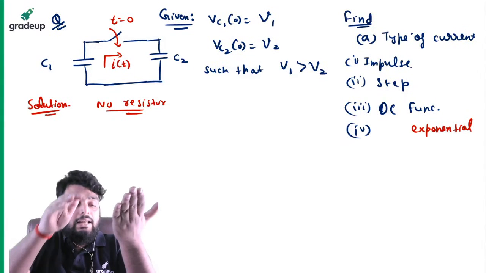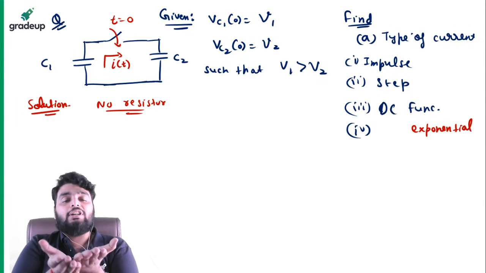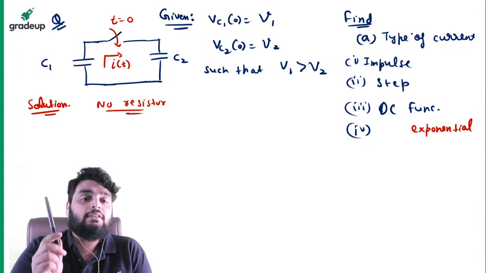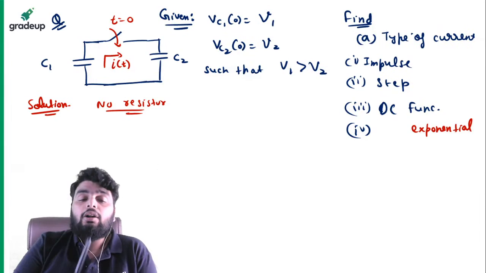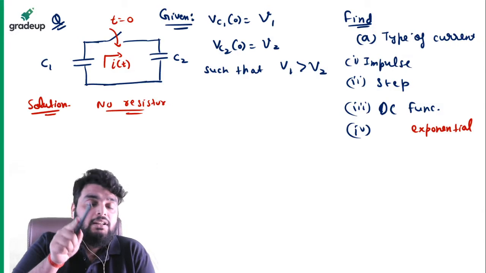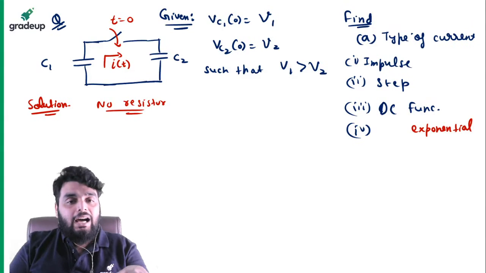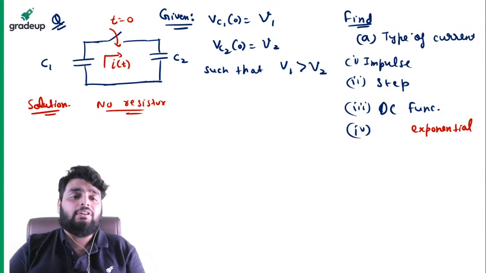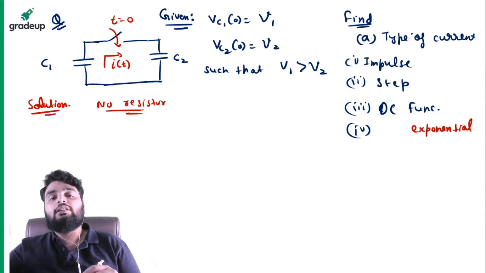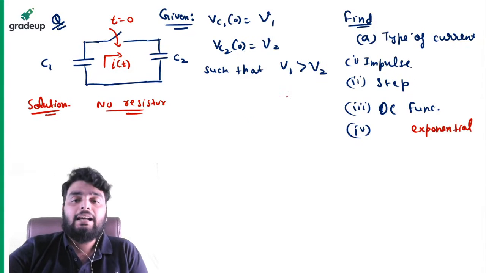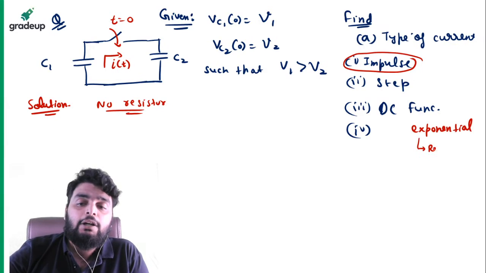C1 will discharge to a particular voltage, and C2 will charge to that particular voltage instantaneously, because there is no resistor in the circuit. Whenever there is a time lag for charging and discharging, it is only because of a resistor in a circuit. In this network there is no resistor, so capacitors C1 and C2 will discharge and charge respectively in a very short time. So the current flowing here will be the impulse. Exponential current will always come when you have a resistor.